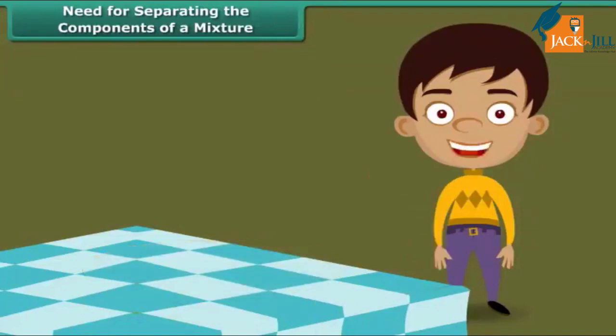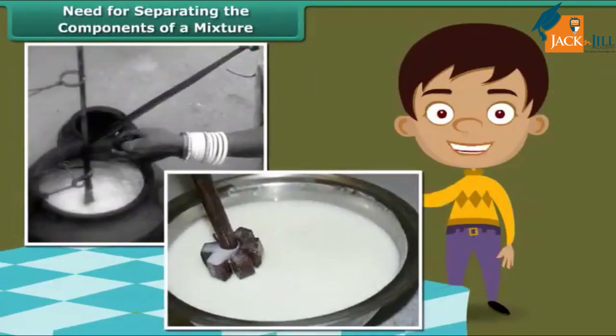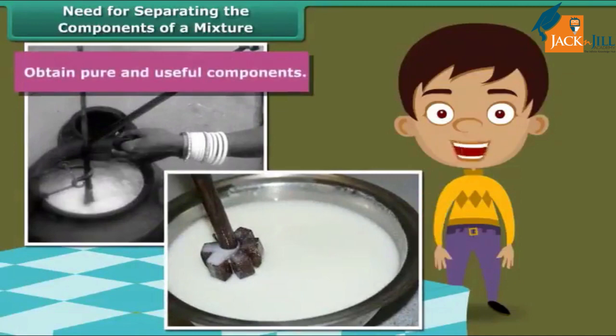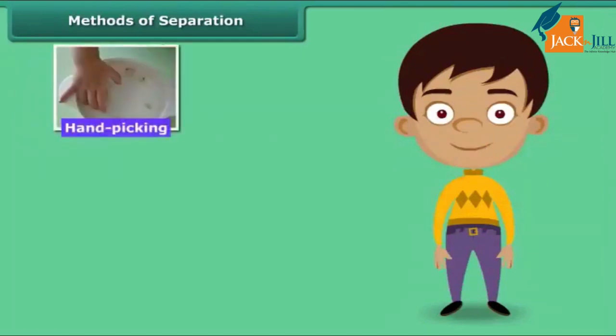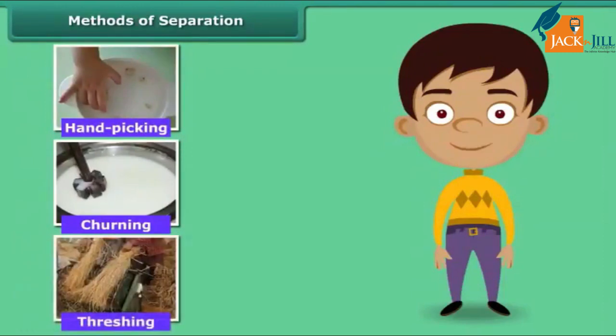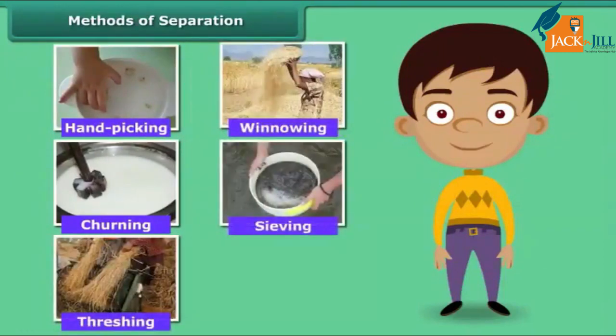When we churn milk or curd, we get two different but extremely useful products, butter and buttermilk. Thus, the third reason for separating the components of a mixture is to obtain pure and useful components. You sure would have some idea about the methods of separation. In fact, you would have used some of these methods in your day-to-day life. Let us list some methods commonly used to separate the components of a mixture. Hand-picking, churning, threshing, winnowing, sieving. The basis for choosing a method of separation depends upon the physical properties of components.